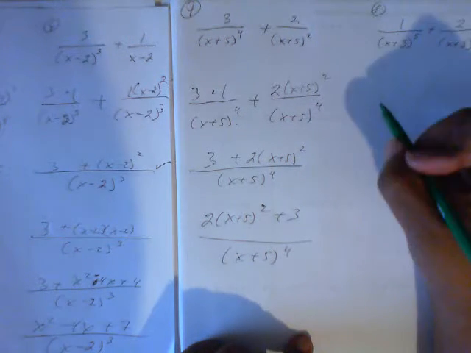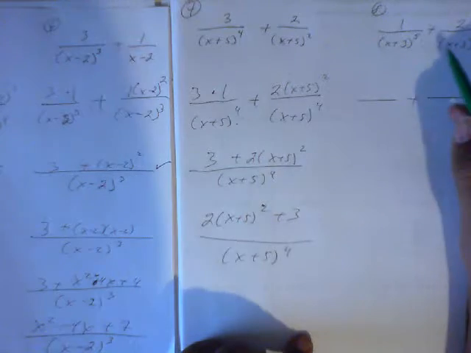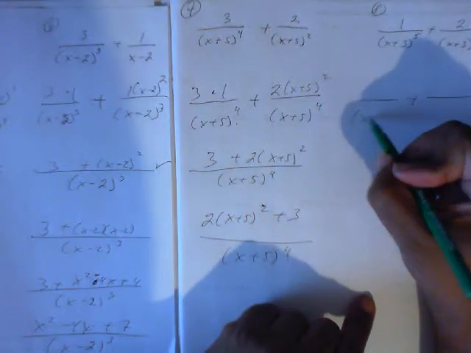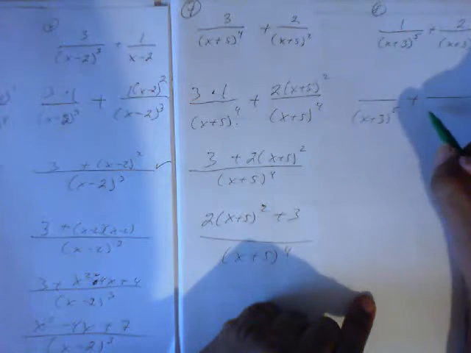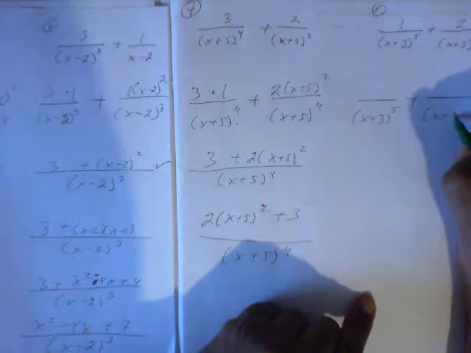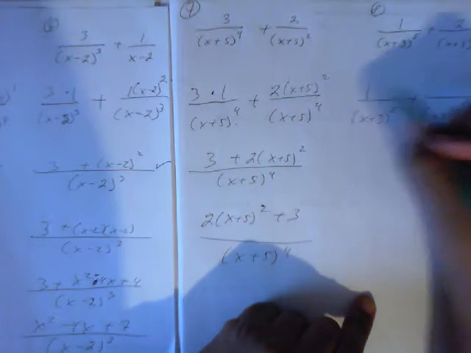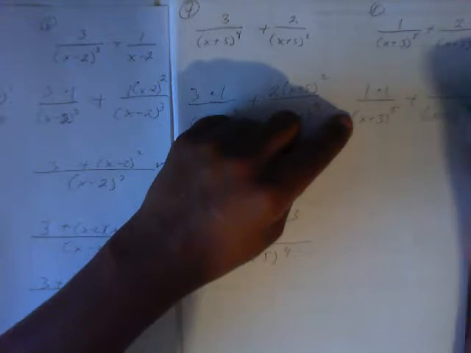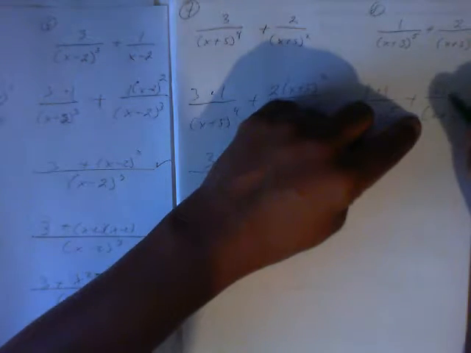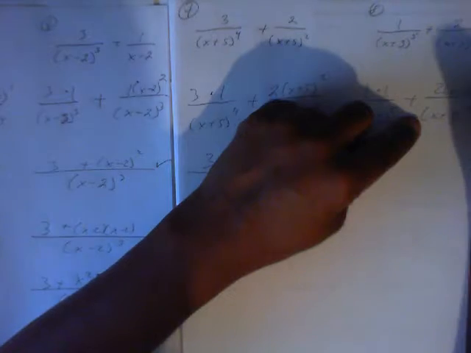Okay, on this one, we have x plus 3 to the fifth power and x plus 3 to the third power. So this will become x plus 3 all to the fifth power, and x plus 3 all to the fifth power. 1 and 2 here. The differences here are a multiple of 1, but the differences here are a multiple of x plus 3 all squared.